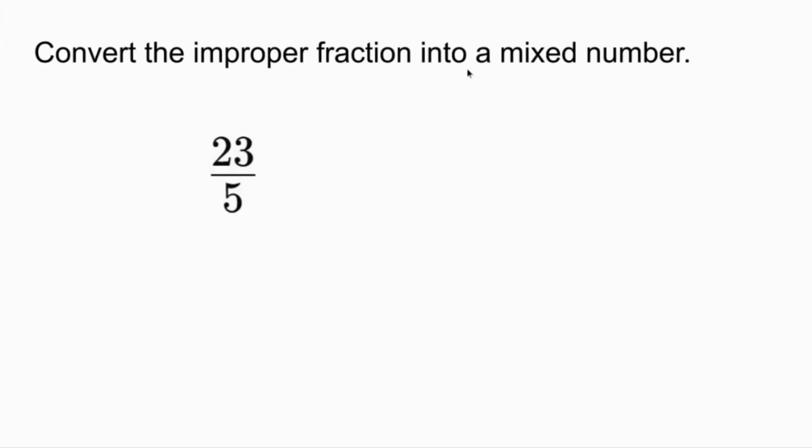Convert the improper fraction into a mixed number. We have 23 over 5. So we're going to do long division in order to do this. So let's set up our long division problem. The dividend is 23, that goes inside the house, and the divisor is 5, that goes on the outside.